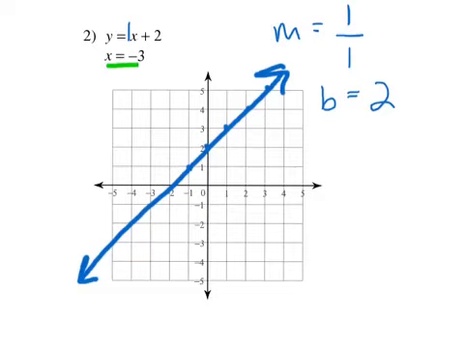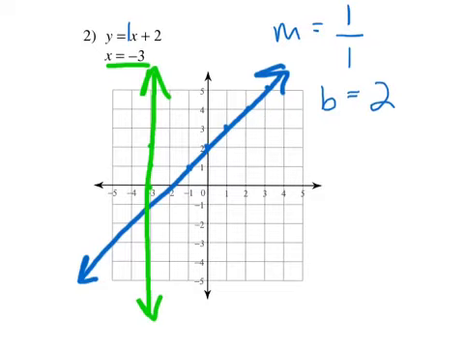And whenever you have an x equals -3, that's going to mean that for every value of y, x is -3. So when y is 0, x is -3. When y is 1, x is -3. When y is 2, x is -3. And you can see that we're going to get a graph that's vertical, and it's going to have an undefined slope. So when I connect these, I'm going to have a line that goes straight through the x value of -3.